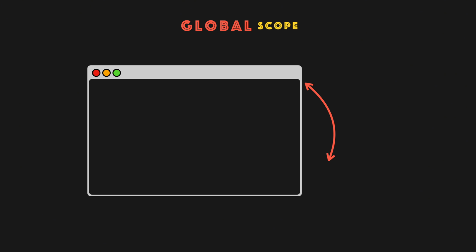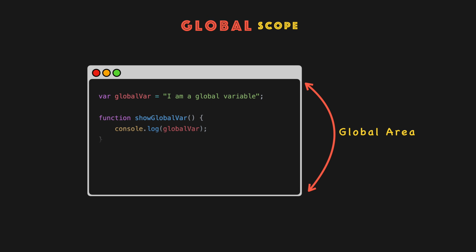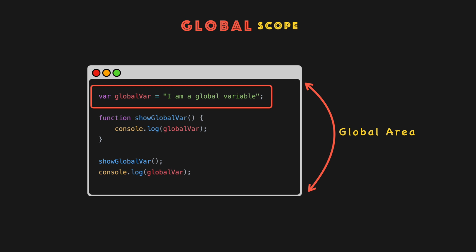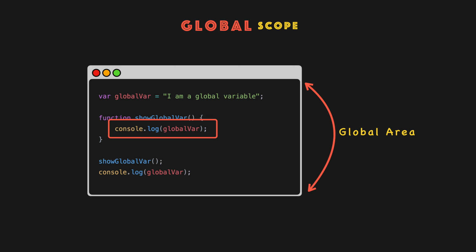First, let's talk about global scope. When a variable is declared outside of any function or block, it is said to have global scope. This means it can be accessed from anywhere in your program. Here, we declare globalVar outside of the function. It can be accessed both inside the function when we call showGlobalVar and directly outside the function. This is because globalVar exists in the global scope.